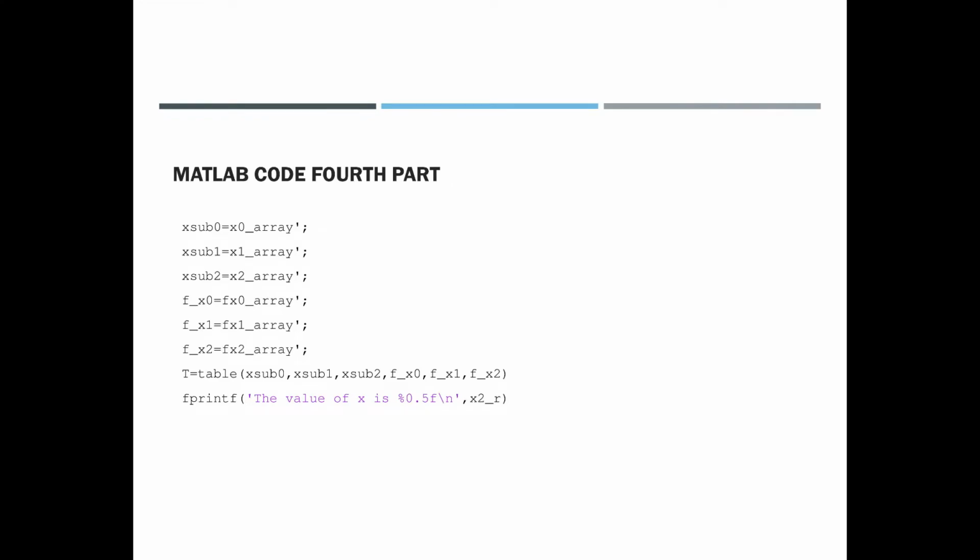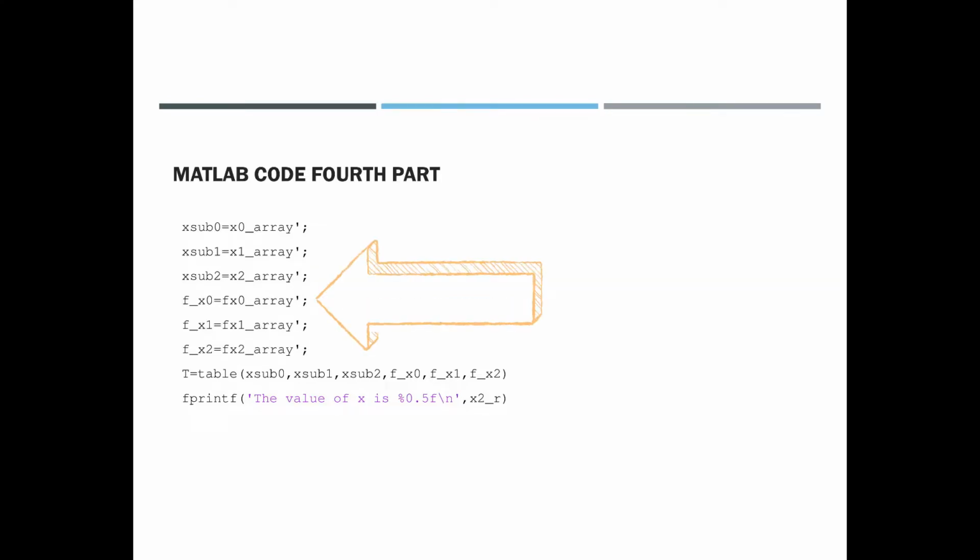In order to present the 6 arrays in tabular form, we need to transpose them to become a column array. This will transpose the x sub 0 array and save it to the variable x sub 0. This will transpose the x sub 1 array and save it to the variable x sub 1. This will transpose the x sub 2 array and save it to the variable x sub 2.